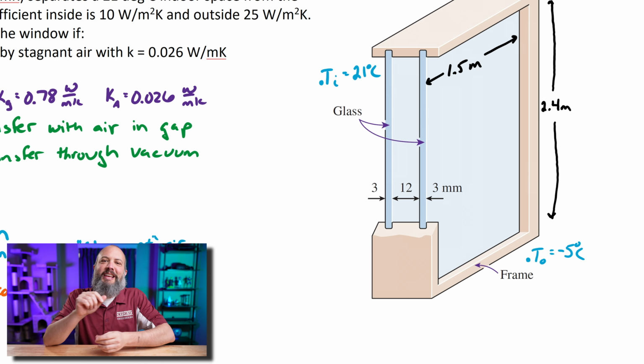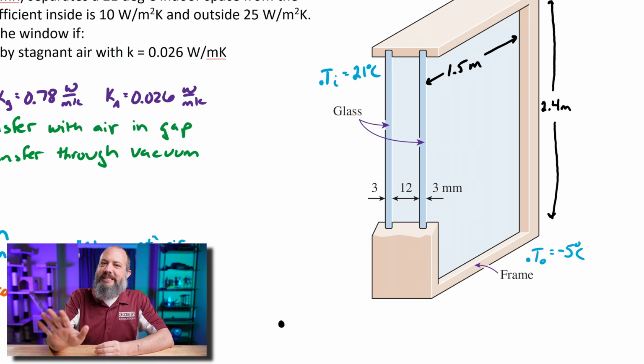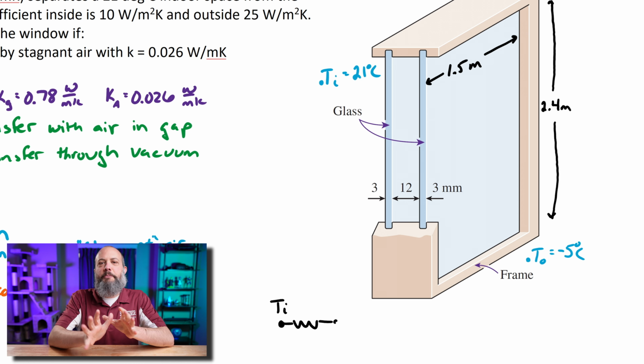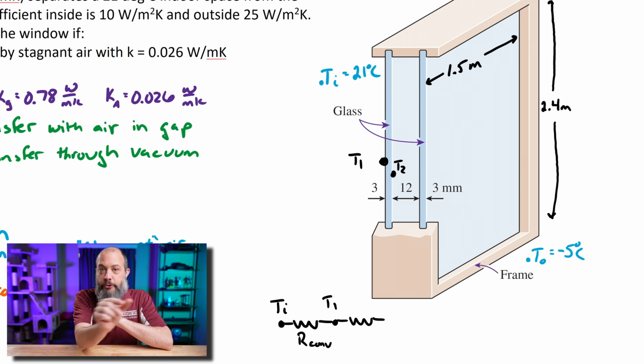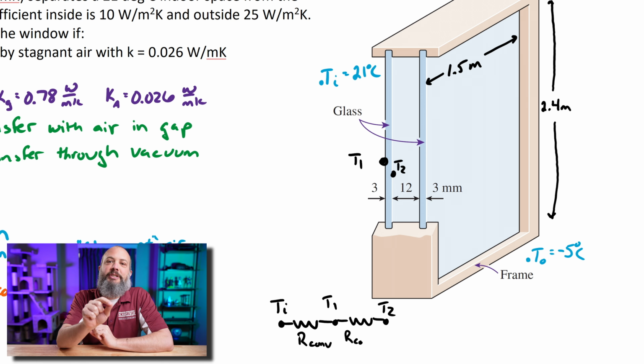So I start off by drawing the electrical circuit with thermal resistances for heat transfer through this window. So I'm going to include 5 different resistors. So starting from the 21-degree air on the inside of the window, we first have natural convection from the air to the surface of the window, which I've labeled as T1. Then we've got conduction through the glass to T2, which is the temperature at the inside of the glass.